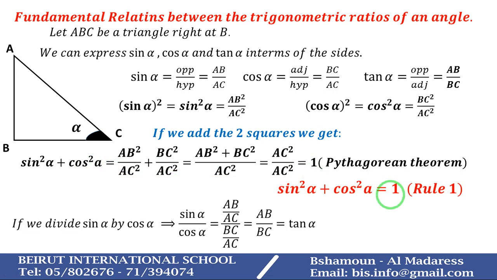Now, if we divide sine alpha by cosine alpha, sine alpha is equal to AB over AC, and cosine alpha is equal to side BC over side AC. If we calculate this ratio, we get AB over BC, which is equal to tangent alpha. So rule 2 is: tangent alpha equals sine alpha over cosine alpha.